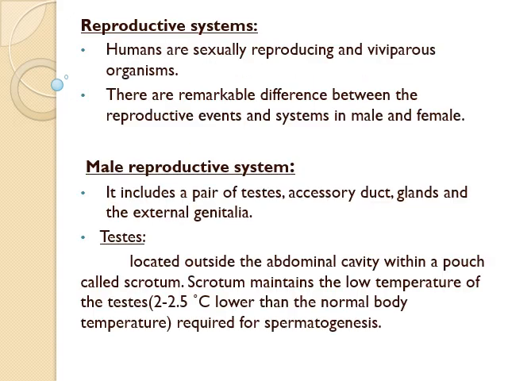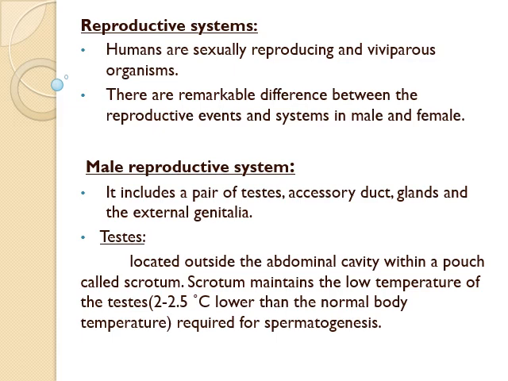Here we will see the male reproductive system. This system is located in the pelvic region. It consists of a pair of testes, accessory ducts, glands and external genitalia. Let's see one by one. First one is testes. The testes are a pair of sperm producing organs that maintain the health of the male reproductive system. Testes are known as gonads.